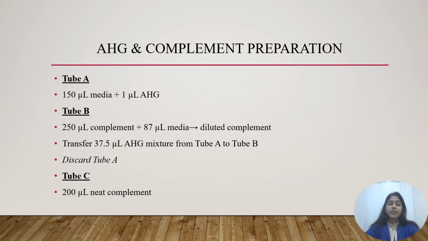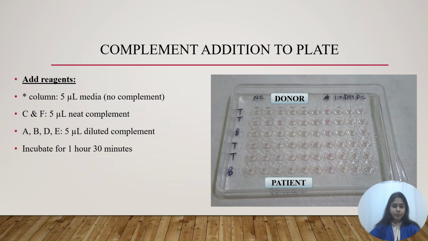We will transfer 37.5 microliters of AHG mixture from tube A to tube B, and after that we'll discard tube A. And in tube C, we will take 200 microliters of neat complement. Here, we will add the complement to the plate. In the star column, 5 microliters of no complement will be added, that is the McCoy's media.